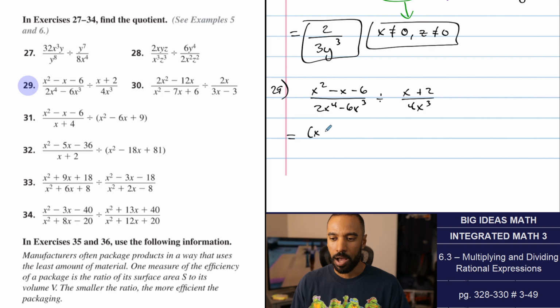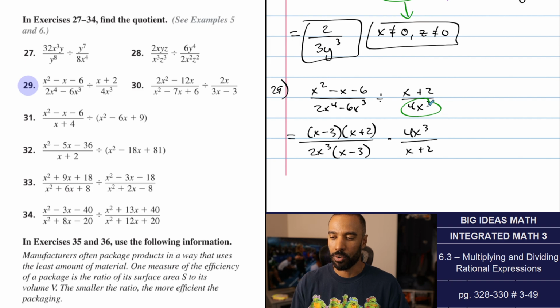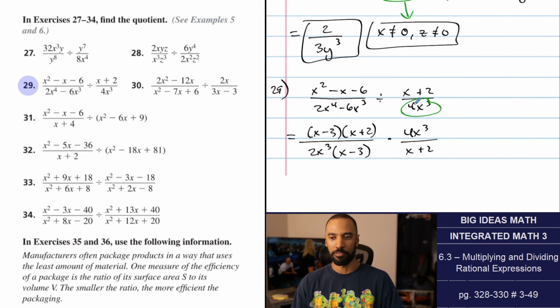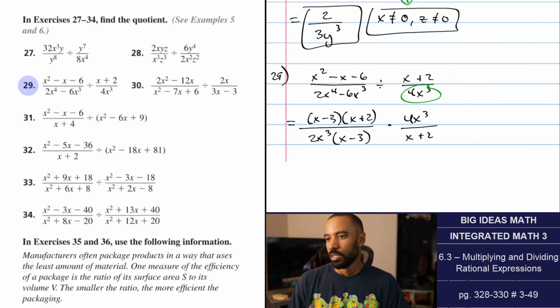X minus 3 times x plus 2. This is a 2x cubed we can factor out, and you're left with x minus 3 there. So as we multiply and flip this thing, we got 4x cubed over x plus 2. Now, a couple things. We will make note of the fact that x can't equal 0, and if it still can't equal 0 by the end, then we won't note it. But if we eliminate all those x's there, we'll take care of it.